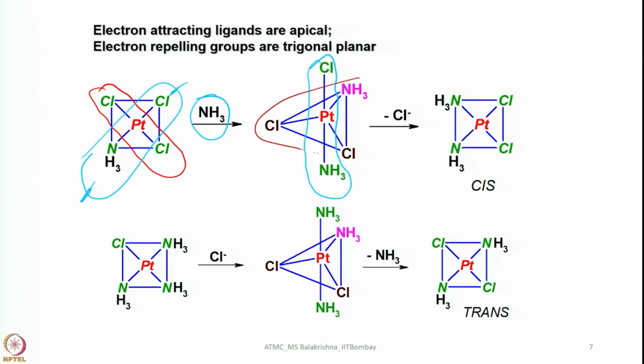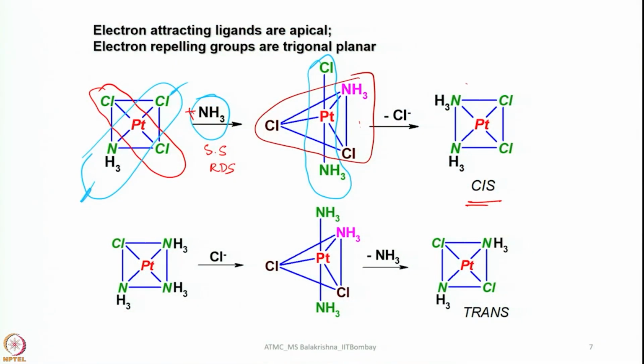So, this trigonal plane. Of course, in the first step you should remember this is the slow step and this is the rate determining step, addition of ammonia. Now, once chloride goes, the fate of this molecule is already decided. So, these two are there. When it comes back, anything in the plane is going to be cis to these groups here. As a result, we are getting a cis isomer here.